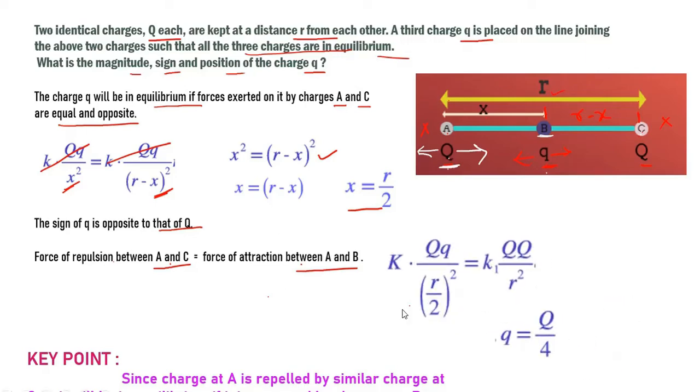That is, on putting the magnitude form, this cancels out. So what we are left with is Q equals Q by 4. So this is the magnitude part. What is the sign of the small q? The sign of this is just opposite.